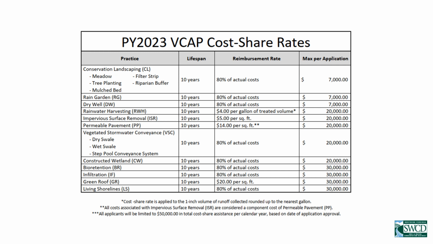And most of the practices are cost shared by the estimated cost, but some are also by square footage. You can see that permeable pavement, impervious surface removal, and green roofs are actually cost shared according to the square footage of the practice. And rainwater harvesting, which is basically installing a cistern of 250 gallons or larger, is reimbursed by the number of gallons that are treated through that practice.